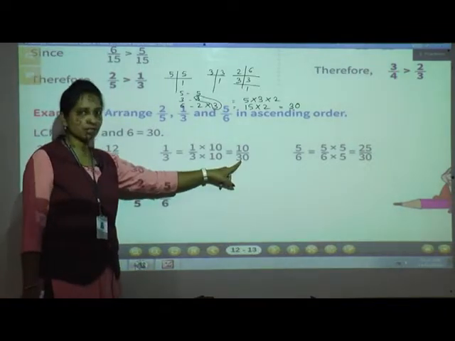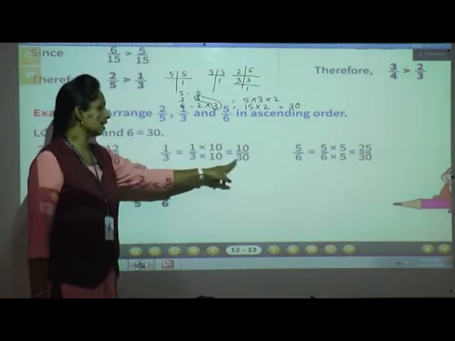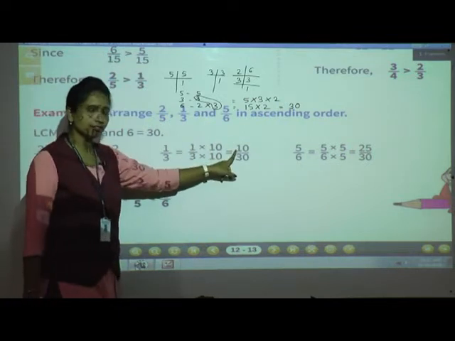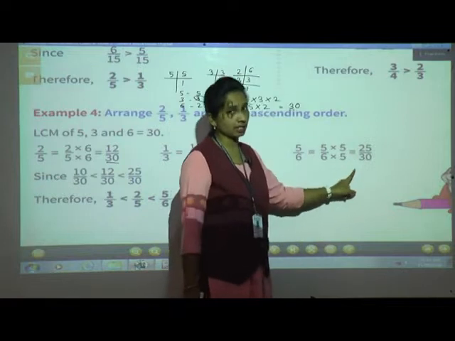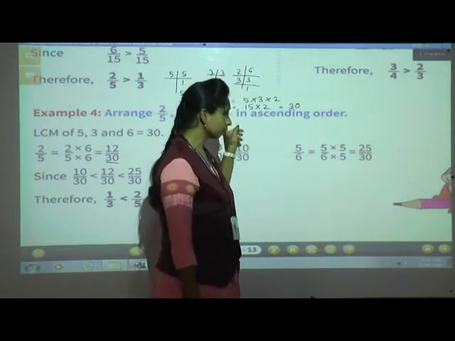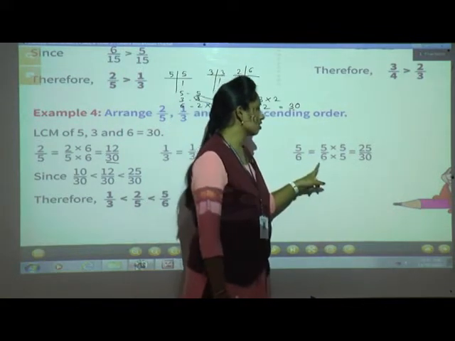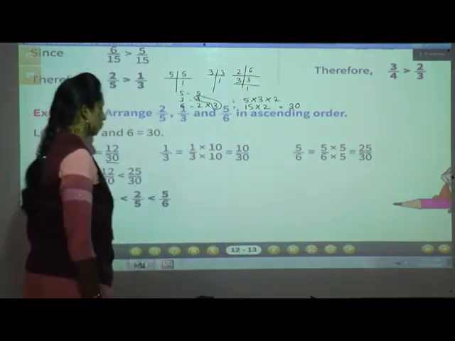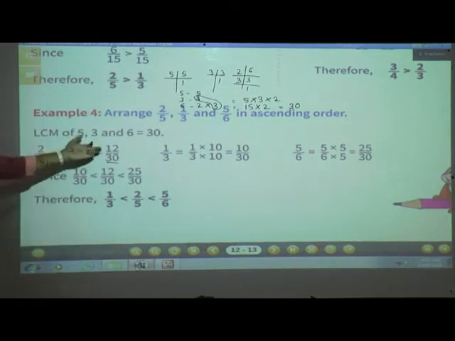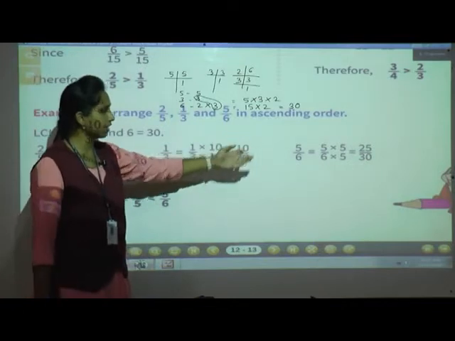Now 1 upon 3. Now the denominator should come 30. So 3 10s are 30 and 1 10s are 10. And 5 upon 6, the denominator is 30. LCM we have already found out. So 6 5s are 30 and 5 5s are 25. So here we got the fractions 12 upon 30, 10 upon 30 and 25 upon 30.